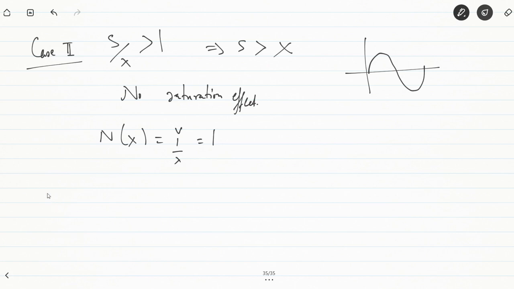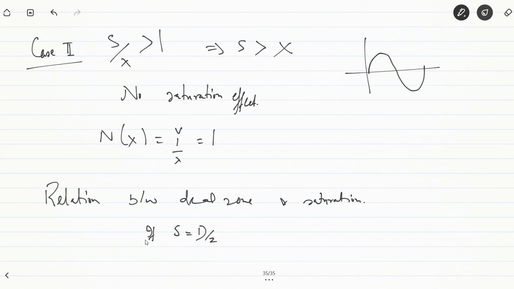Now if you see the relationship that we have done, dead zone and saturation today, the relationship between the describing functions that we have obtained: if s, the amplitude of the saturation, is equal to d by 2, where d by 2 was the width of the dead zone nonlinearity, and if you put this equal to that, you see the describing function of dead zone will be equal to k minus the describing function of the saturation block.